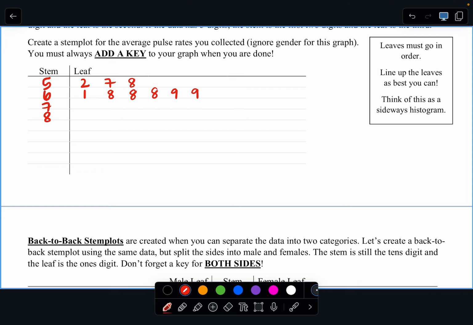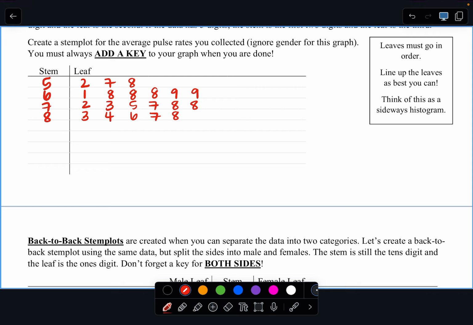And like everything else that we did, it has to have even spacing and it has to be the same size. So if you can get these as uniform as possible, that's going to show you your different things like center and shape and spread, which is what we're going to talk about. For the 70s, we had a 72, 73, 75, 77, 78, 78. And then for the 80s, we had 83, 84, 86, 87, 88.